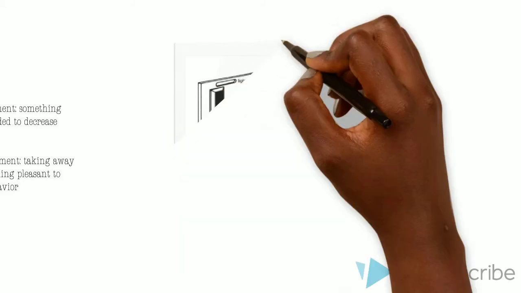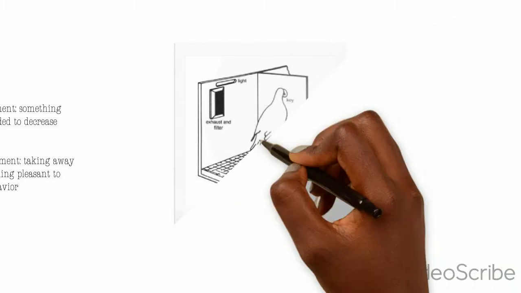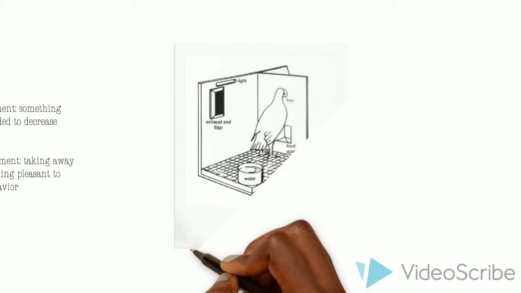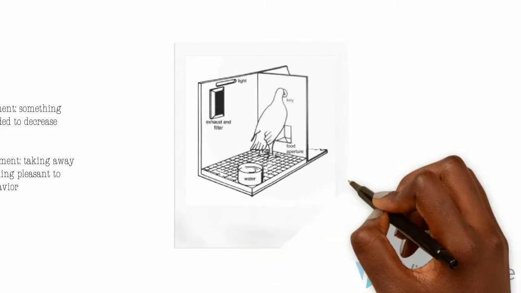A classic example of positive reinforcement includes a pigeon. Each time the pigeon picks at the hole, it is given a reward. After continuously receiving a reward, the pigeon associates the two because something is added, the snack, which is a positive reinforcement.